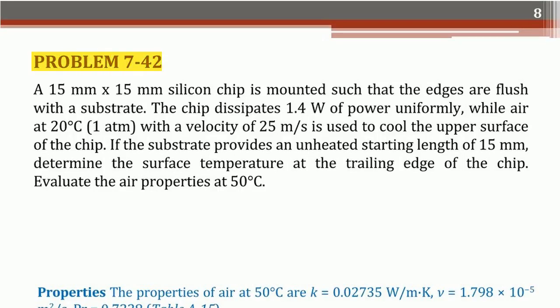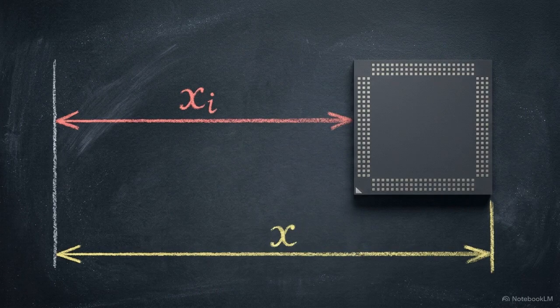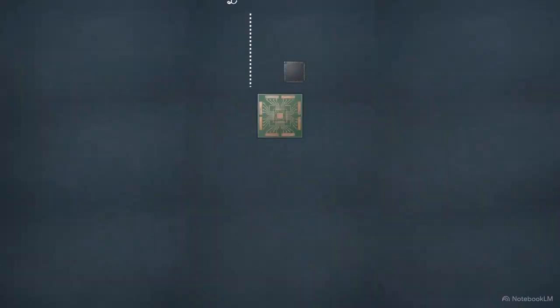Let's apply this to a standard textbook scenario, problem 7-42. We are evaluating a 15mm silicon chip mounted flush with a substrate that provides a 15mm unheated starting length. Air flows over the surface at 25 meters per second. Before calculating, we must carefully map the geometry to avoid the most common error, confusing the total distance, x, with the unheated starting length, xi. The leading edge is x equals 0, and our unheated length, xi, is 0.015 meters.